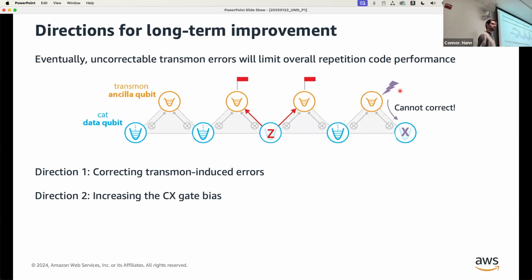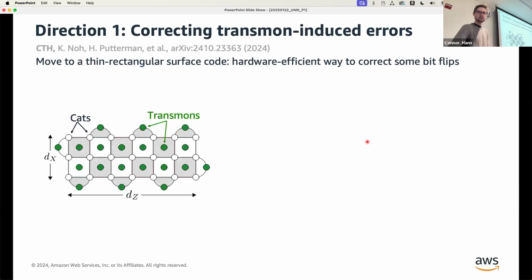And so we need to find some way to deal with that problem if we really want to push down the error floor. So there are two directions we've been thinking about to handle this problem. One is directly finding a way to correct these transmon errors, and another is finding a way to improve these CX gates themselves. So just briefly, the first direction, which we talk about in this paper here, to correct these transmon errors, kind of the most natural and obvious thing you might do is just move from a repetition code to a surface code so that now you do have some redundancy, some ability to correct bit flip errors when they occur in the cats.